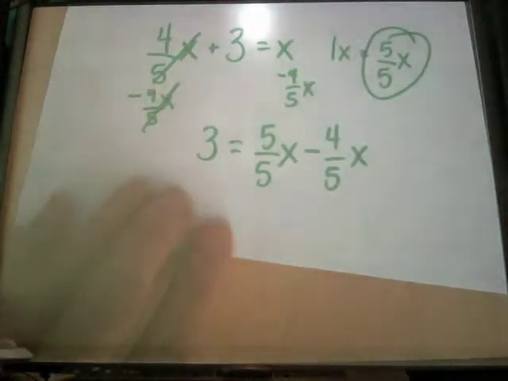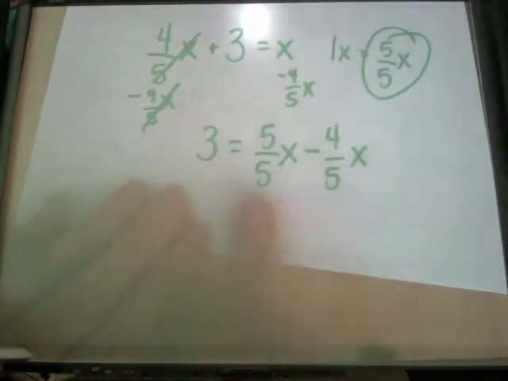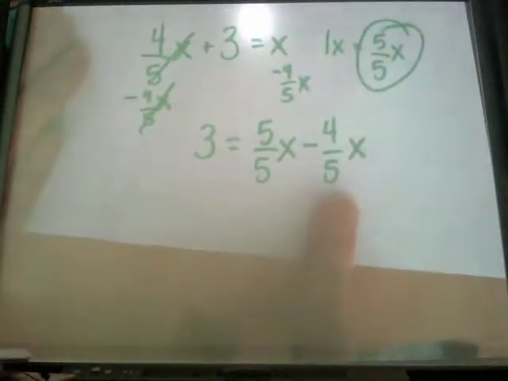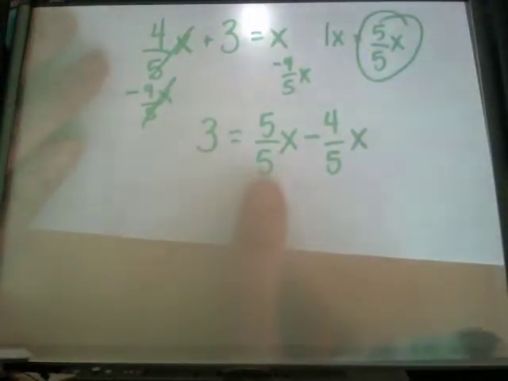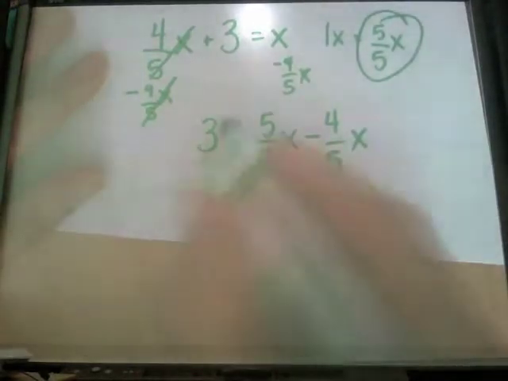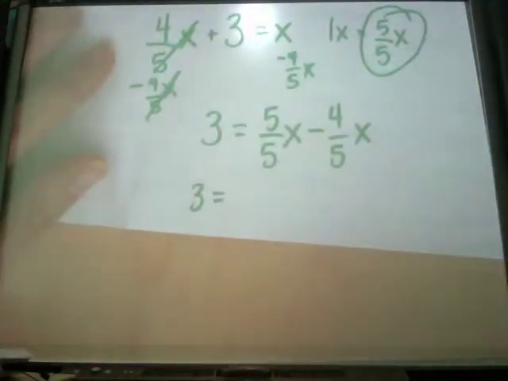Now all we have to do is remember that when we're combining like terms, we're just doing the math on the coefficients, the numbers in front. So what is 5/5 minus 4/5? Daniel?